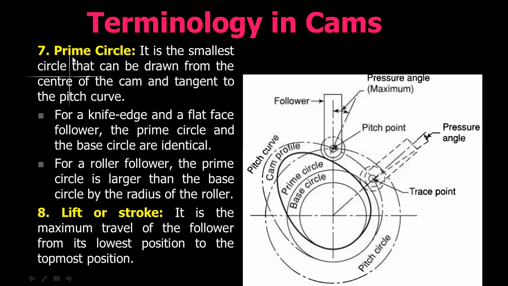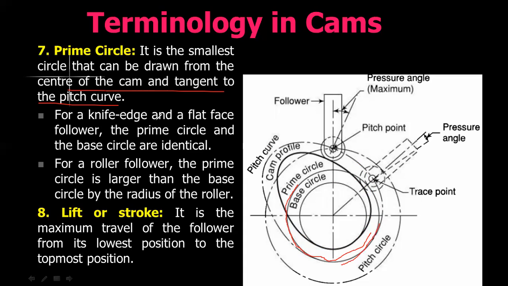And the seventh terminology is prime circle. It is the smallest circle that can be drawn from the center of the cam and tangent to the pitch curve. So this is the prime circle. Here you can see the prime circle, and this prime circle is tangent to the pitch curve.